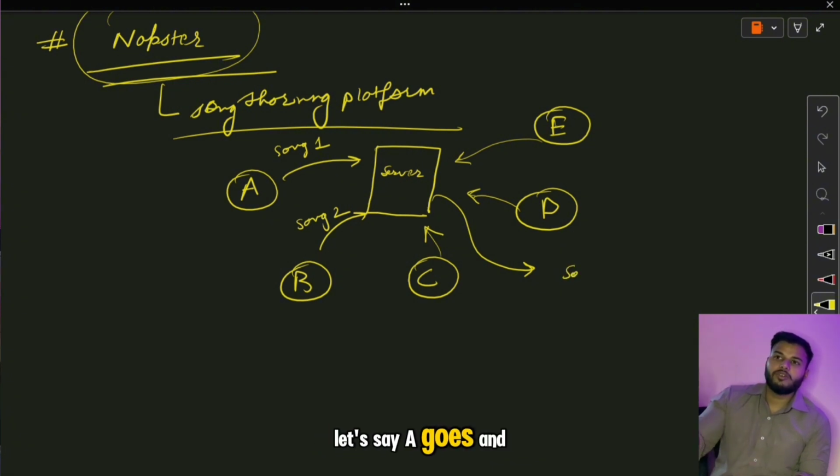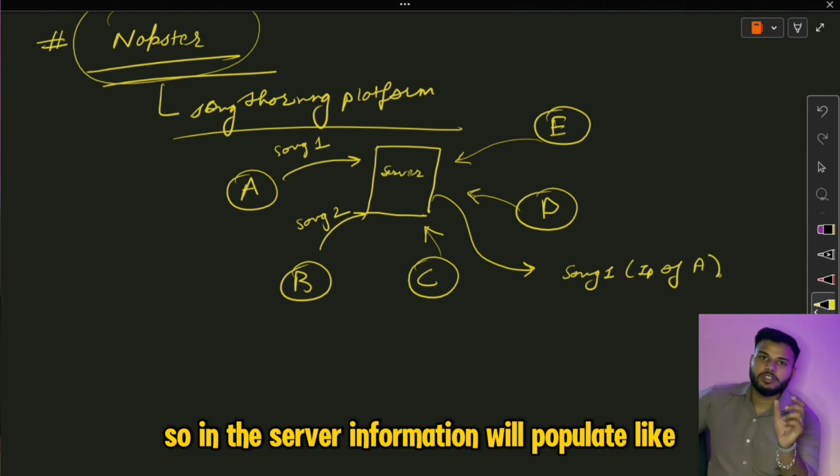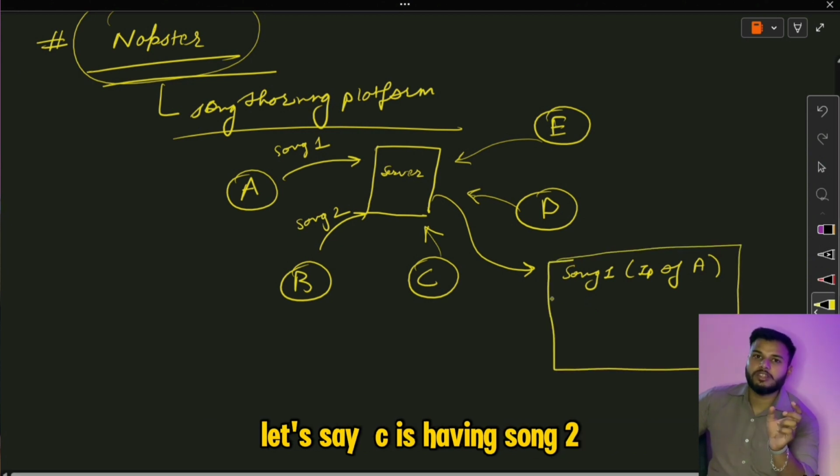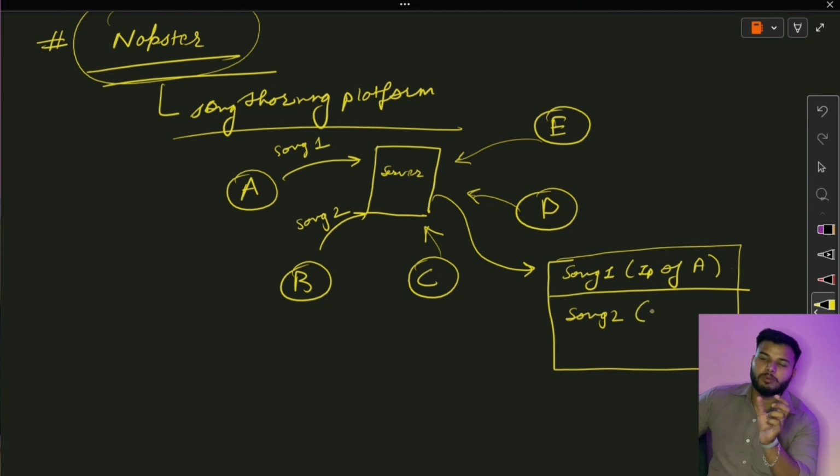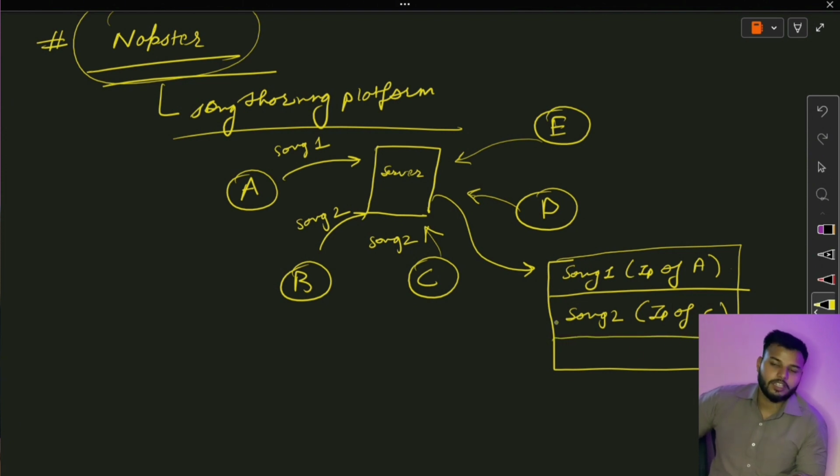So let's say A goes and says I have song 1. In the server the information will populate as song 1. Let's say C has song 2. When C goes to the server, they will mention that they have song 2, so its information will also populate as song 2 and the IP address of C. In a similar way, anyone who has some song can go to that server and share the details of the songs they have.